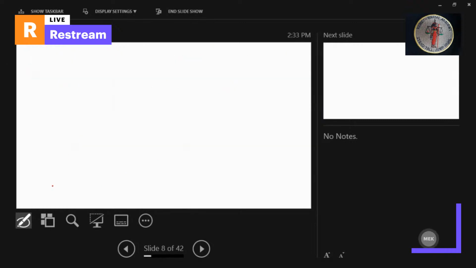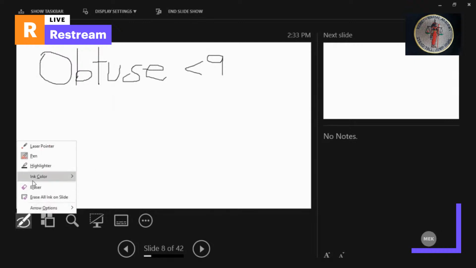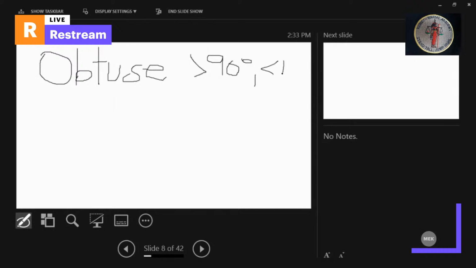Next in line is the obtuse angle. Obtuse. So the obtuse angle is less than, sorry, I was going to say less than 90. The obtuse angle is greater than 90 degrees, but less than 180 degrees.